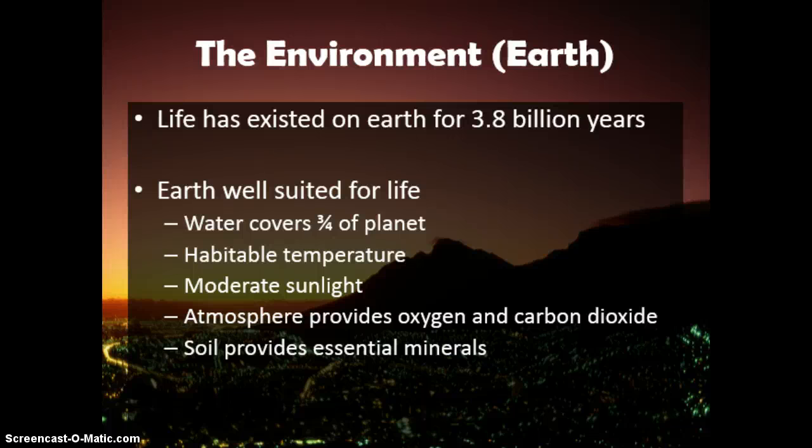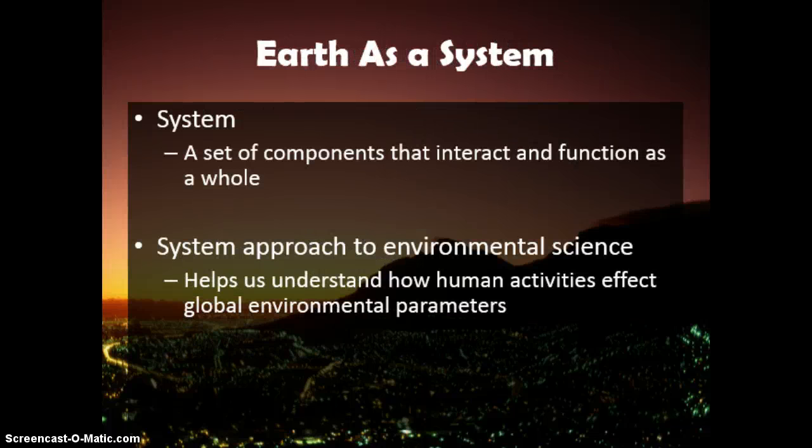One is provide the plants with the raw materials for sugar, but it also helps insulate the planet, and we'll get to stuff like that later. And then of course we have a rich soil, and that's going to give your plants and other things their essential minerals. So when we're talking about the environment, we want to talk about it in terms of systems.